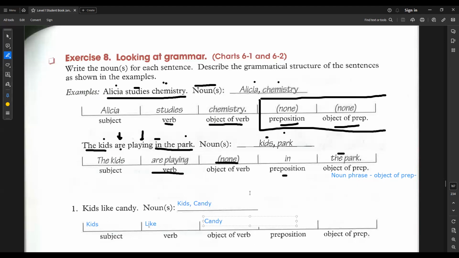So we have no preposition and we have no object of preposition. Questions? No.